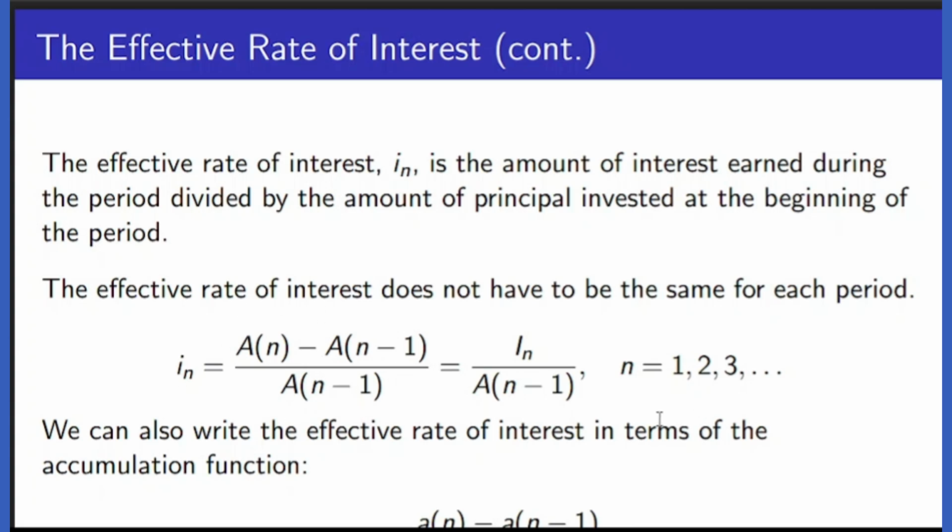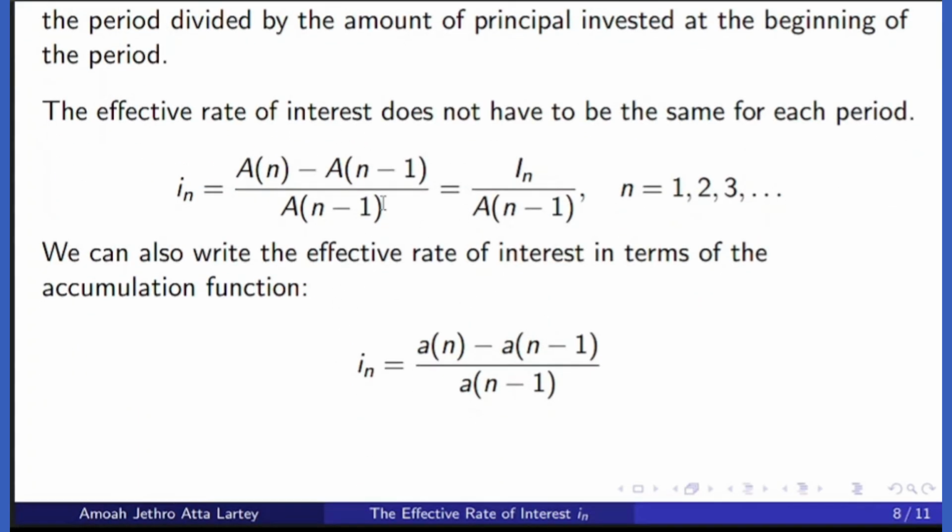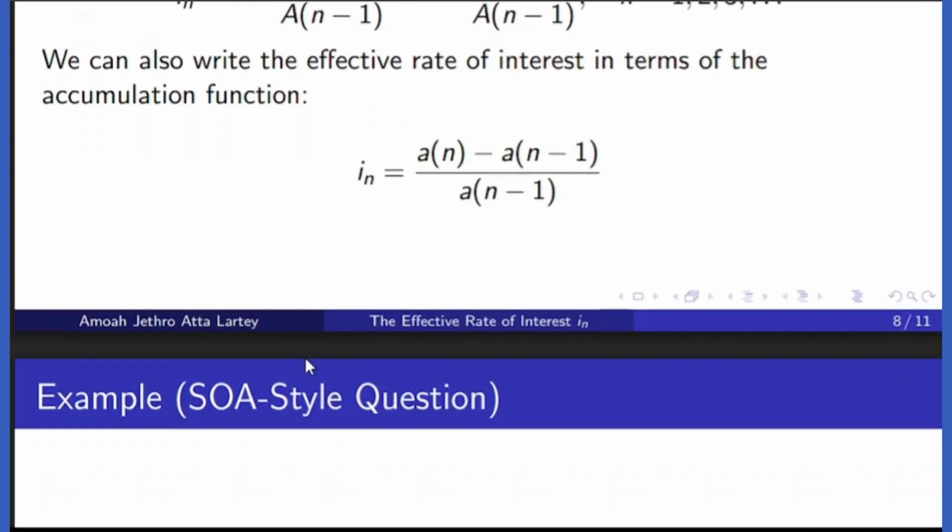So the n represents the number of years. It might be 1, 2, 3, or 4. So this is the general formula to find the effective rate of interest at a specific time, right? You can use the amount function, and then you can use the accumulation function. Everything works when it comes to the effective rate of interest, right?